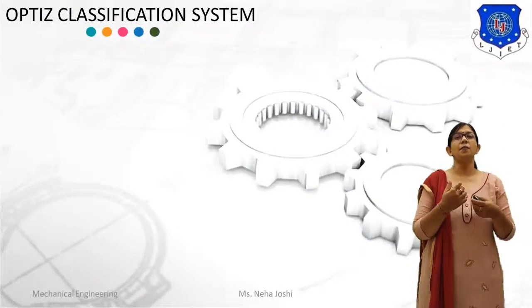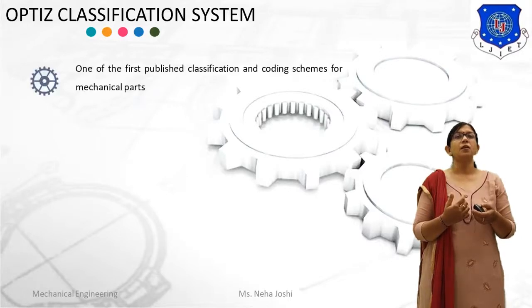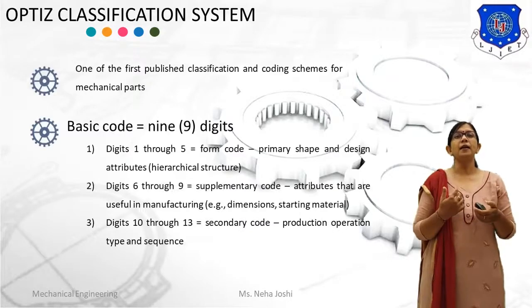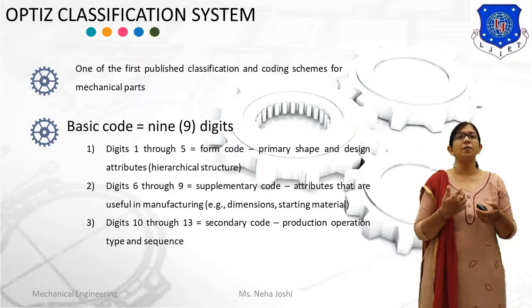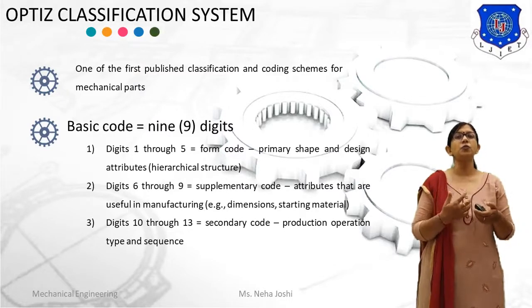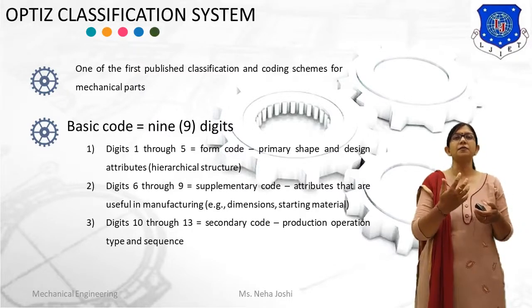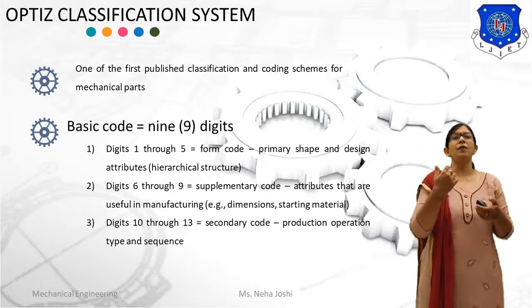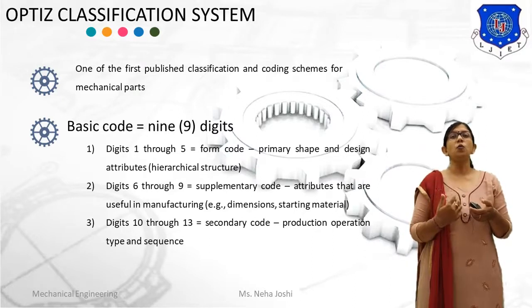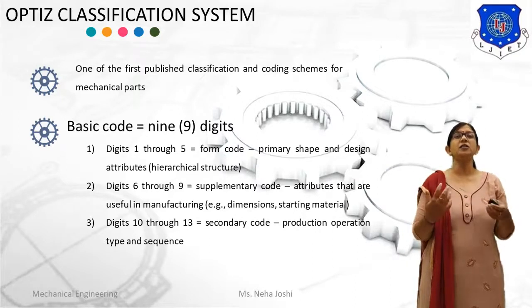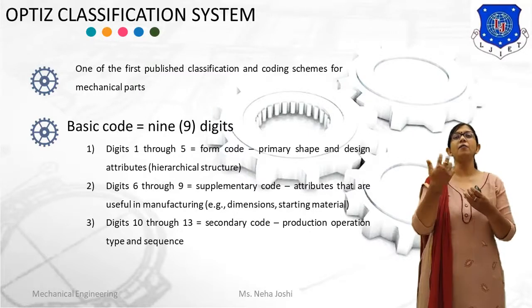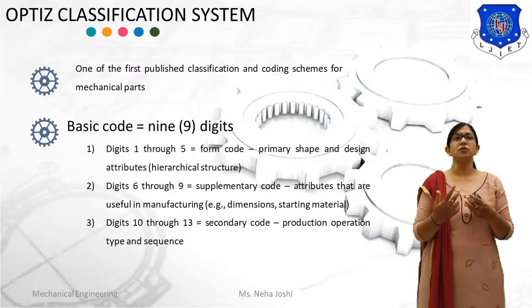Now we will discuss the Opitz classification system. The Opitz part classification and coding system is the most widely used and perhaps the best classification and coding system available today. The basic code consists of 9 digits, which can be extended by adding 4 more digits. Opitz code can have 3 sections.